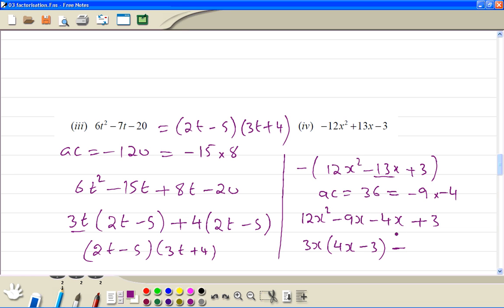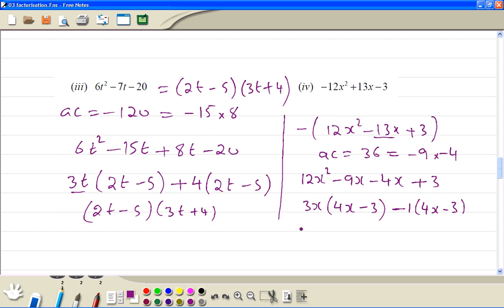Here minus 1 is a common factor, so write 4x minus 3 in the bracket. Then we have 4x minus 3 times 3x minus 1. Then insert the minus sign in the front.